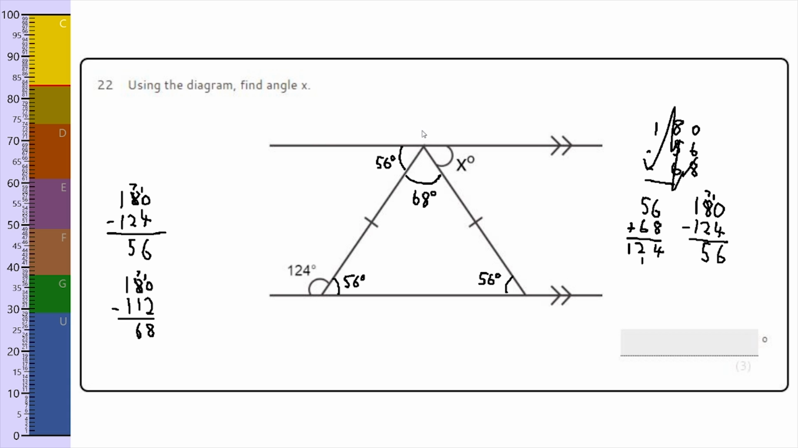I mean, the whole thing is symmetrical down here, being an isosceles triangle and parallel lines. So if this is going to be 56 here, this is also going to be 56 here. Or I could have just said that that's 124 there, and therefore those are co-interior or allied angles, and that's going to be 56. Loads of different ways you could do this. The answer should be, or will be, 56 if you do it right.